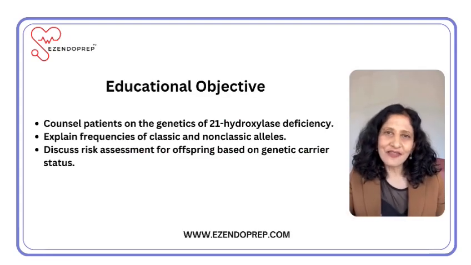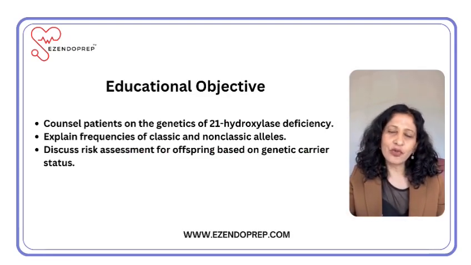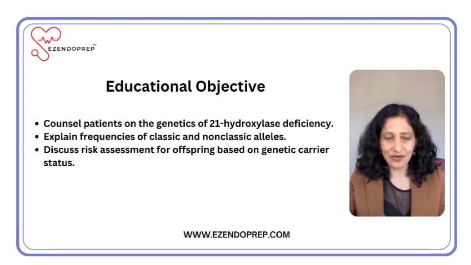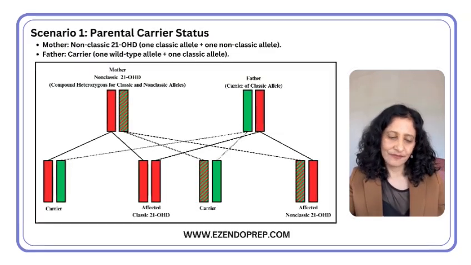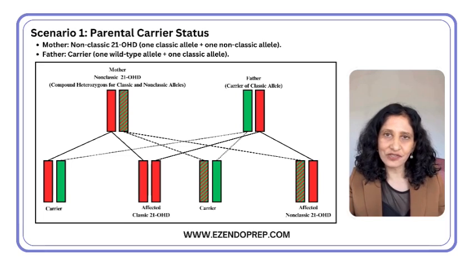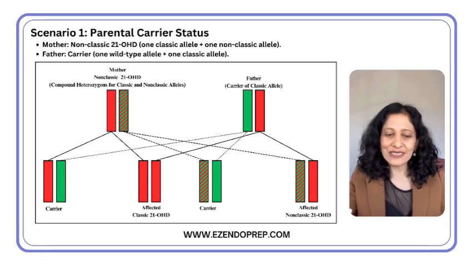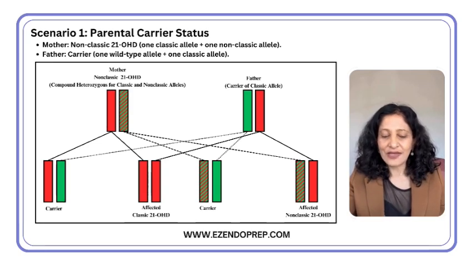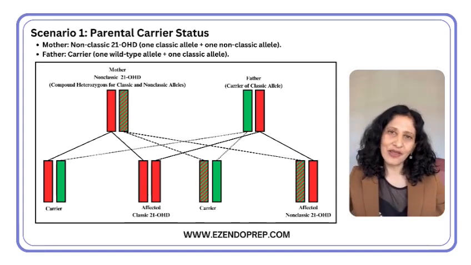To understand this question, let's go through two scenarios and see what the outcomes are. First is scenario number one. The mother has non-classic 21-hydroxylase deficiency, and she has one classic allele and one non-classic allele. The father has one wild-type allele, normal, and one classic allele. He's a carrier. And we're going to go from left to right.